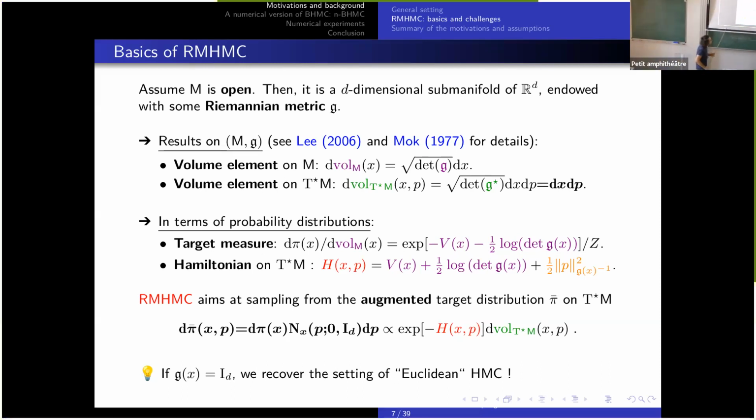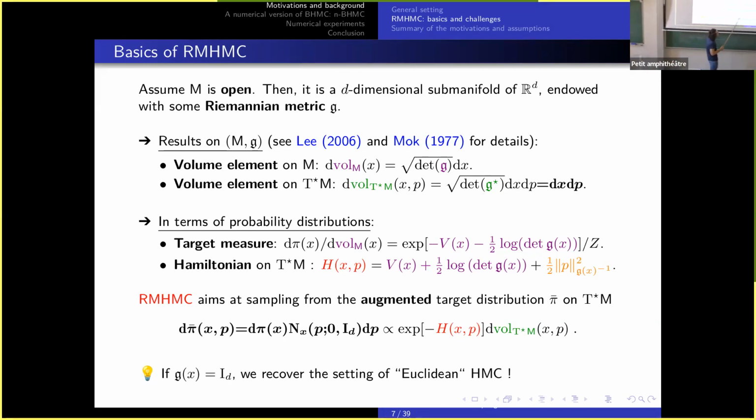To this end, since pi has density exponential minus V with respect to the Lebesgue measure, with respect to the Riemannian measure on M it has a density as well. I just multiply and divide by the square root of the determinant of G, and the density of pi with respect to the volume measure on M is proportional to exponential of minus V minus 1/2 log det G of x.